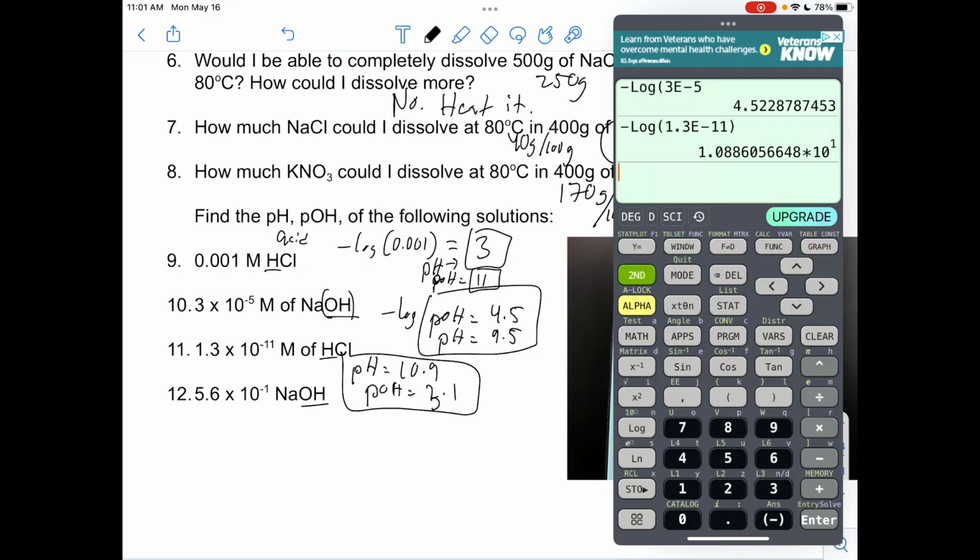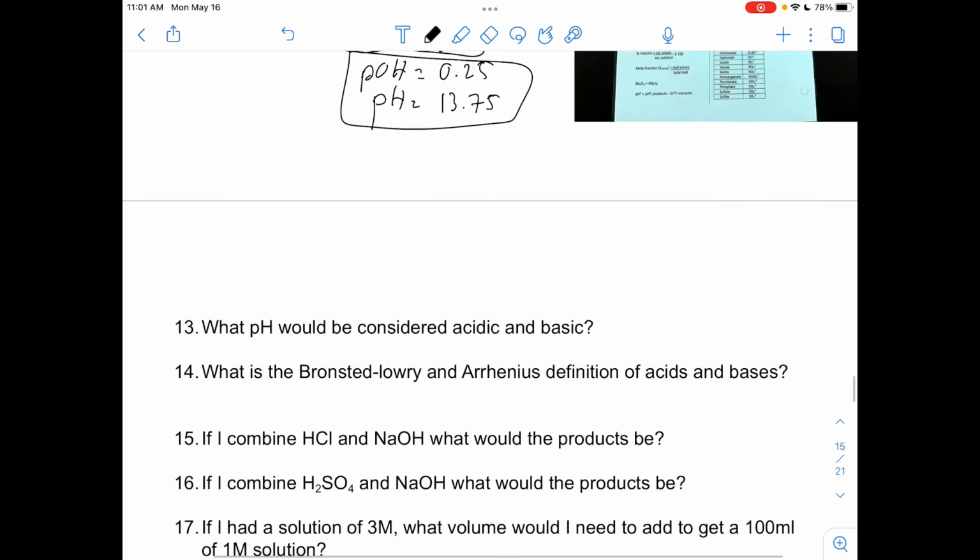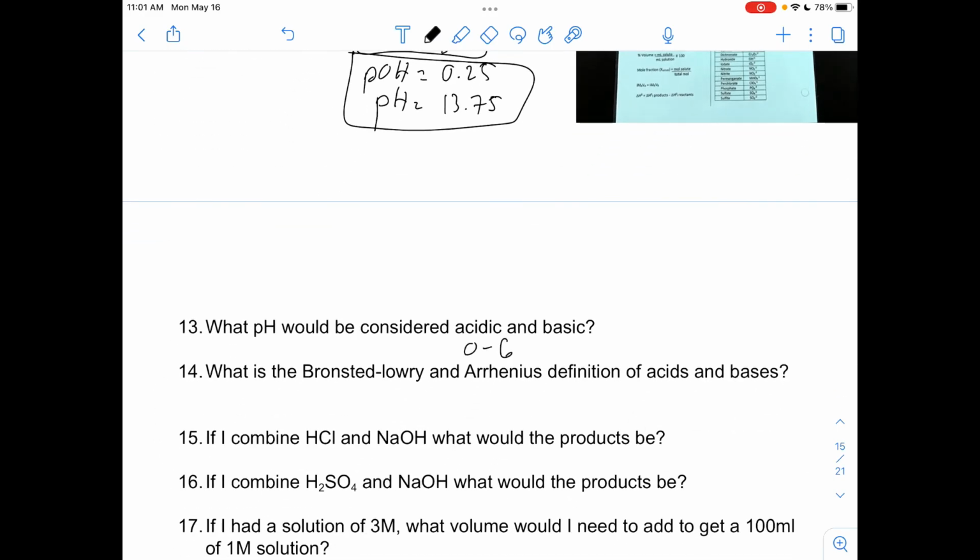Okay. Last one, OH is a base. So if I take the negative log, it's going to give me the pOH. So pOH is 0.25. pH is going to be 13.75. Okay, so that's how you do pH and pOH.